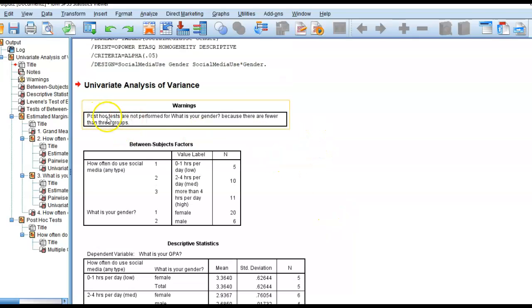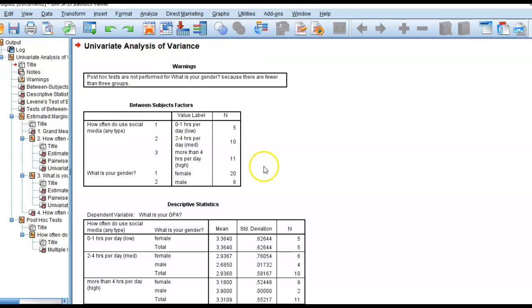Notice I get an error message right away: post hoc tests were not performed on gender. Why? Because I only had two groups. If there's a difference between two groups, you don't need a post hoc. The two groups are different. Post hoc tests allow you to see differences if there's three or more groups or levels. We did have to run post hocs on social media use because we had three levels, low, medium, and high, and we had our two levels of gender.